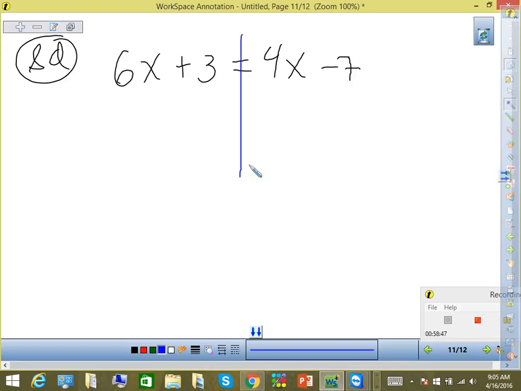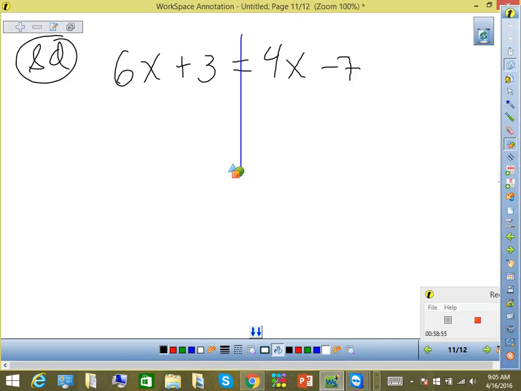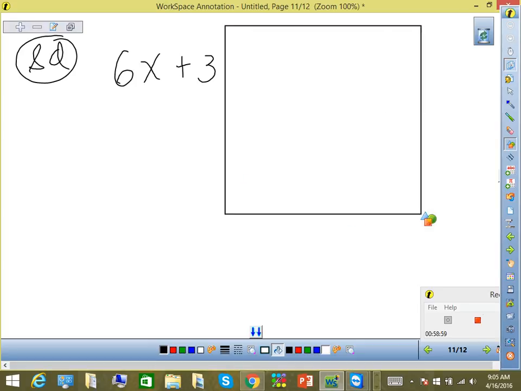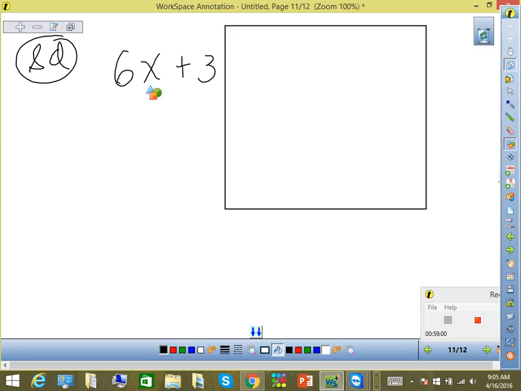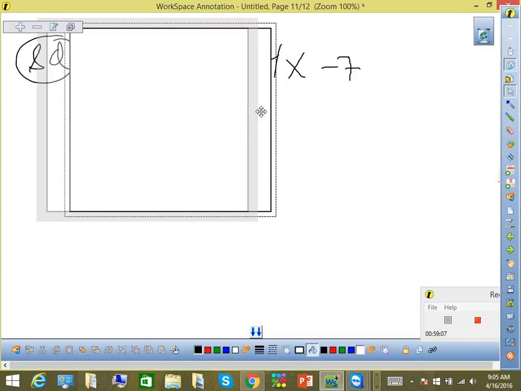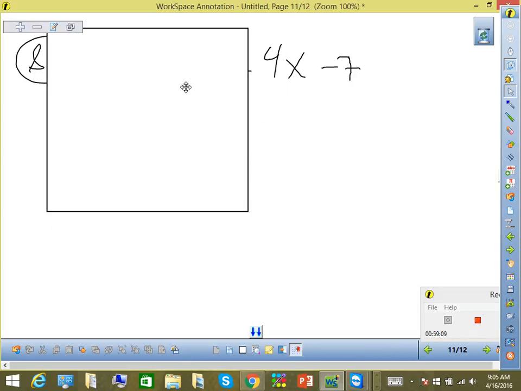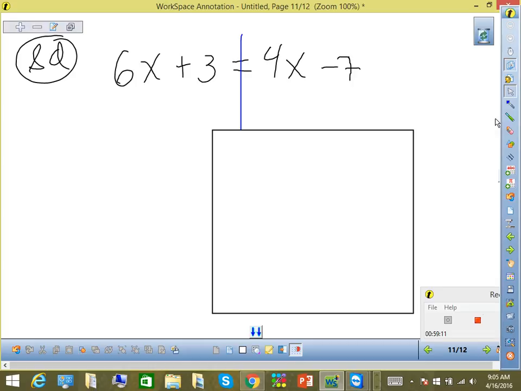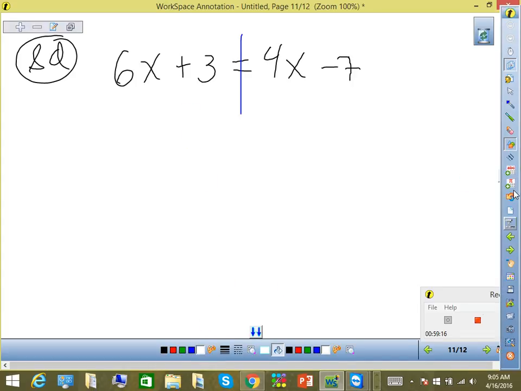Focus, please. Look at the left side first. I'm gonna walk one together, and then we'll do another one by yourself. Look at this side. Can we simplify this? No. Then you focus on the other side. Can you simplify this? No. Therefore, at that point, we need to get all variables to one side. Where do we start, everyone?